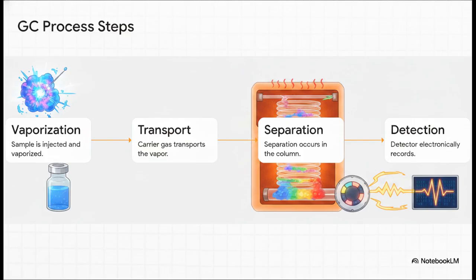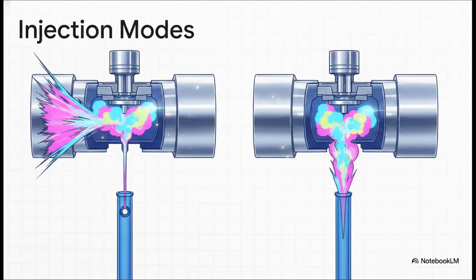Finally, the separated molecules exit the column one by one and hit a detector, which then translates their physical presence into a digital electronic signal. Let's zoom in on that very first step for a second, the injection. You can't just casually dump a sample into this machine. It requires absolute pinpoint precision. We actually have a few different modes depending on what we're looking at. For instance, if we've got a highly concentrated sample, say greater than 0.1%, we use what's called split mode.